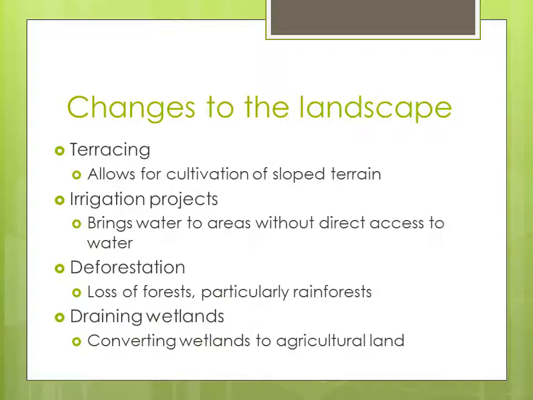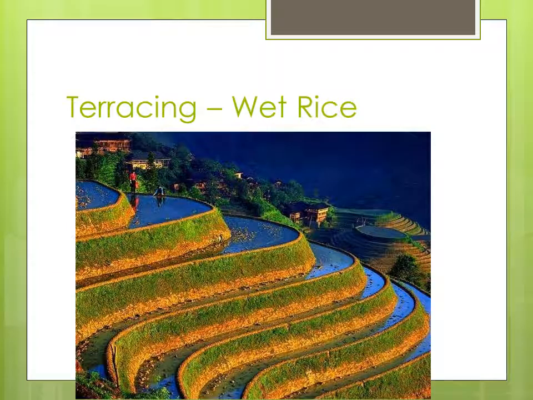So let's take a look at each of these individually. So we start out with terracing. This is an image of intensive wet rice terracing. And as you can see, the slope of the hillside. And if you look in the background there, you can see other smaller hillsides as well, and how they're basically steps cut into this. So this allows for more land to come under cultivation.